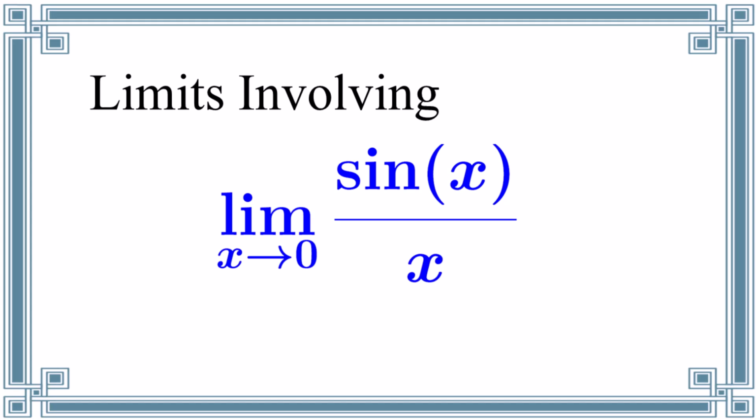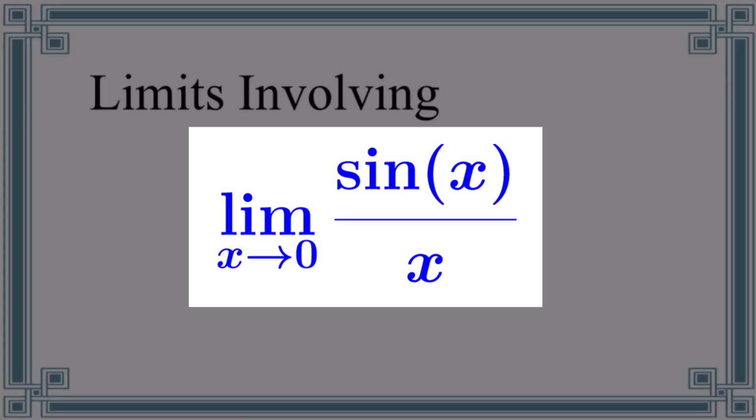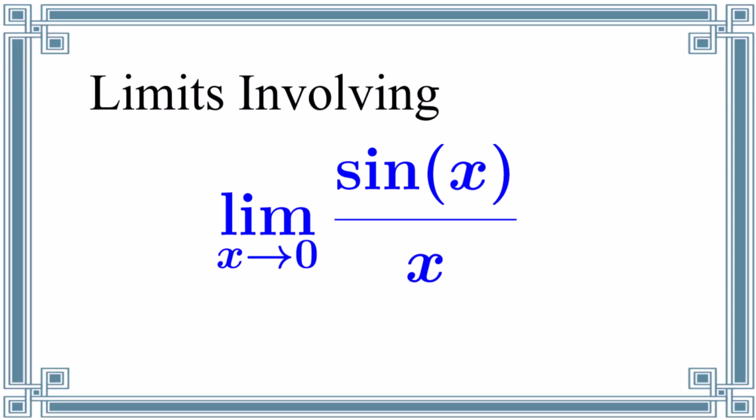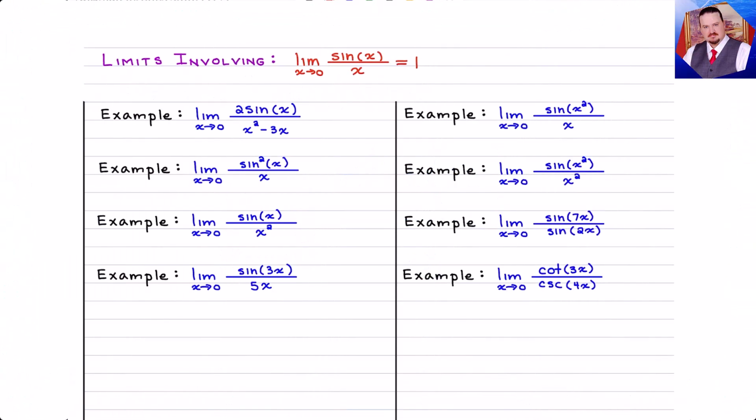Today we're going to look at a series of videos that will all ultimately involve the same base special trigonometric limit, namely sine x over x as x goes to 0. So let's take a look. Now we know that this limit is 1, and we're going to use this result to evaluate the following 8 problems. So let's get started.